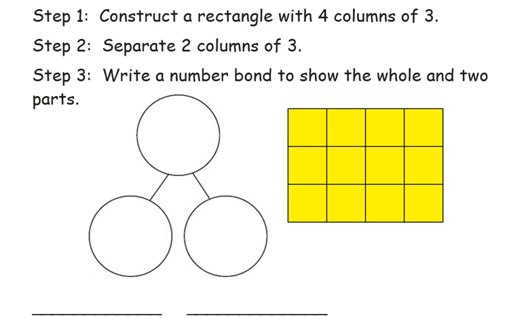And this is what that array would look like. I have 4 columns, and there are 3 squares in each column. The next direction says to take that array and separate it into 2 columns of 3.